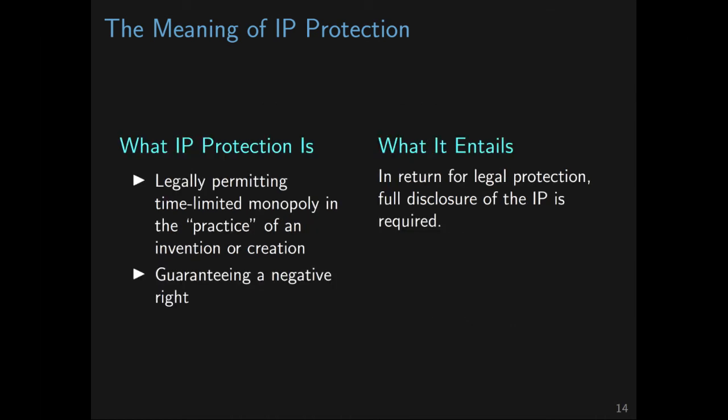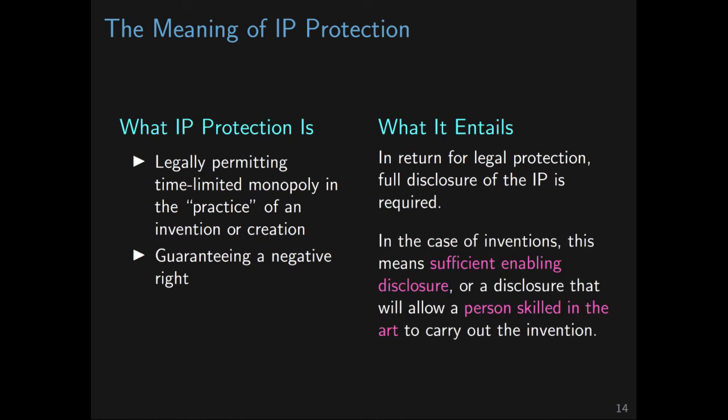Now, what does it entail to get IP protected? What it requires is full disclosure of the intellectual property before government. So in return for government protection, everything about the intellectual property has to be disclosed to government. And this is the reason why trade secrets cannot be registered.